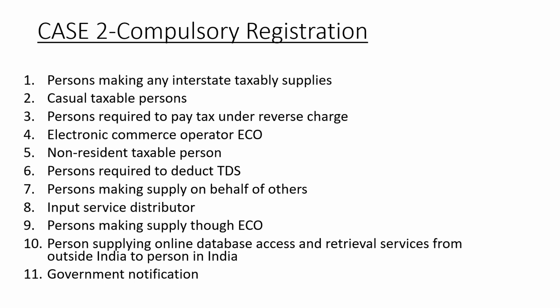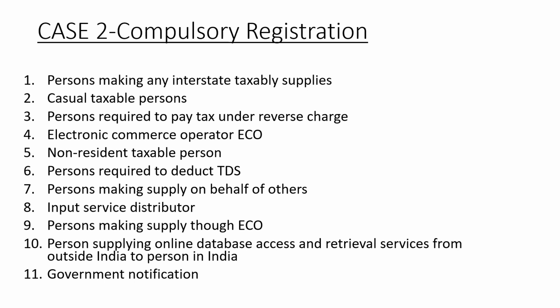The third type of persons are persons required to pay tax on a reverse charge basis. There are certain goods on which tax is to be paid by the recipient of the goods, that is the buyer. They are the ones who are liable to the government to pay the tax, and thus have to get themselves registered to pay the tax.